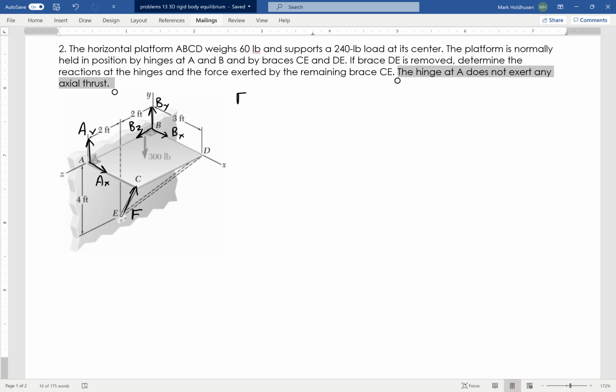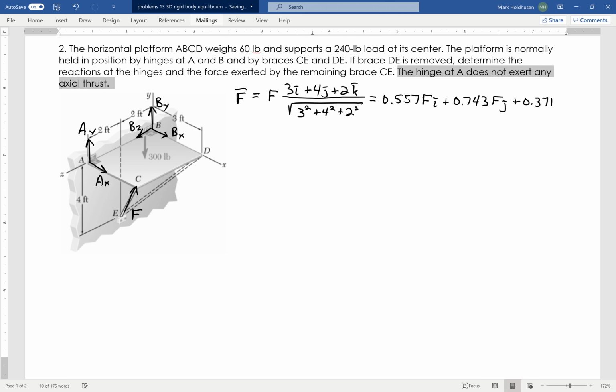So let's go ahead and write that force at C in Cartesian form. All the other ones are pretty straightforward. So again, this will be my unknown force, and then I need to do the position vector over its magnitude. So I'm going to move 3i, 4j, and 2 in the k direction, as shown there. And I'm going to divide that. Unfortunately, this isn't one of those nice simple ones that we have sometimes. So I've got that, and what I get is these decimals. I'll just go ahead and write them down so we have them. So 0.557 times F in the i, plus 0.743 times F in the j, plus 0.371 F in the k direction. So that gives me that force.